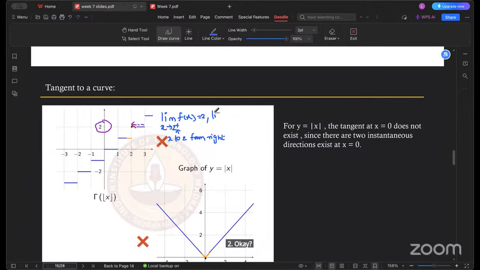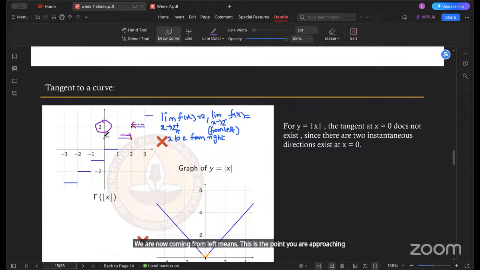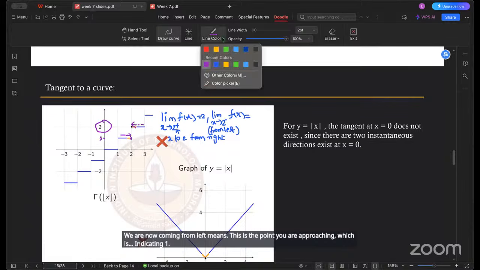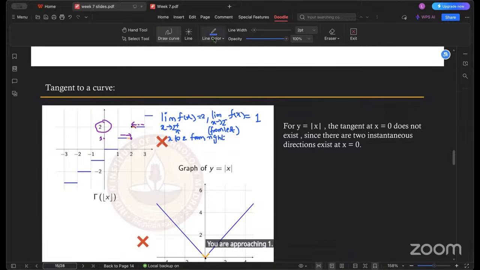But what is the limit as x goes to 2 minus, that is from the left? That will become 1, ma'am. Yes. From the left, you see that we are now approaching this point, which is indicating 1. So you see that they are not equal. So in that case, at this point, the limit does not exist and the tangent does not exist. So this is one scenario where the tangent does not exist.